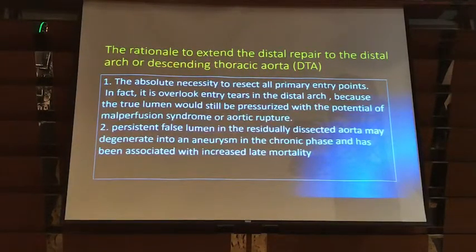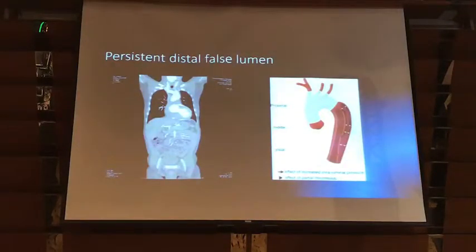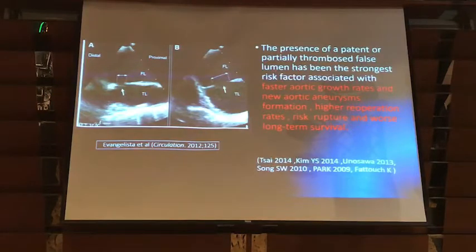The second, when you don't exclude the entry tear, maybe persistence of the false lumen in the distal or descending aorta, maybe increase the mortality rate and reoperation rate in the future. This one is show you the, you see after you repair, the descending aorta, you still have the persistence of the false lumen. What is the problem when you have the false lumen patency or you have the intimal tear in the descending aorta? Many reports show that when you have the false lumen patent, it may be increased the growth rate of the aorta in descending aorta.